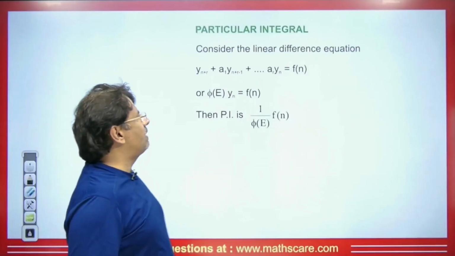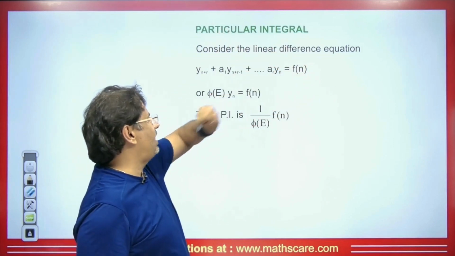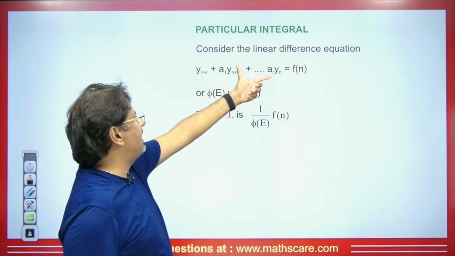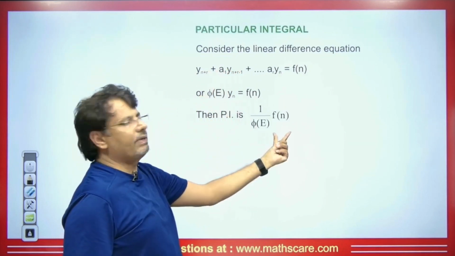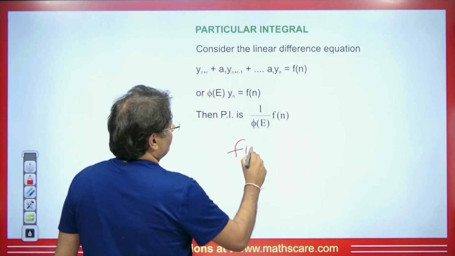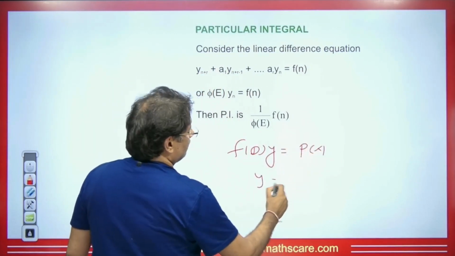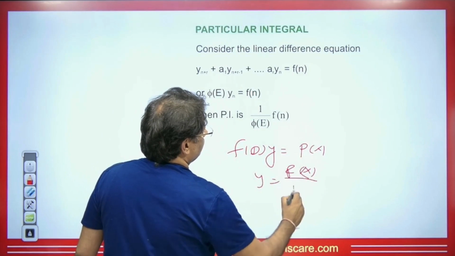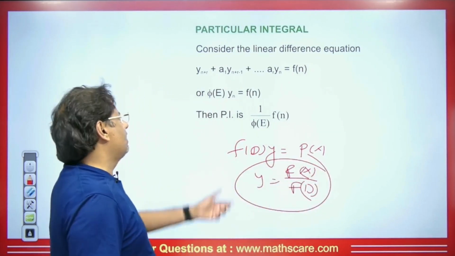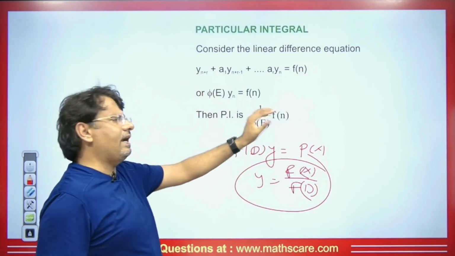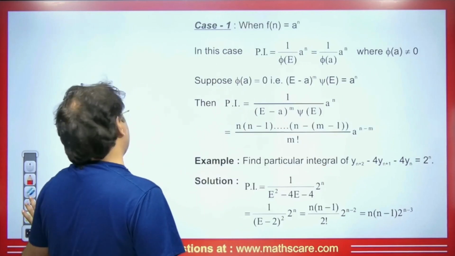Whenever we have a linear difference equation with a function f(n), first we will convert it into its auxiliary equation, phi(E). We will take this to the denominator. Normally, for a differential equation we write it like this: for example, if we have function px, we write px upon f(D), and then find its particular integral. The concept is the same here. Whatever auxiliary equation we have, we will take it down and then solve according to the function. Now I will try to explain the function types one by one.